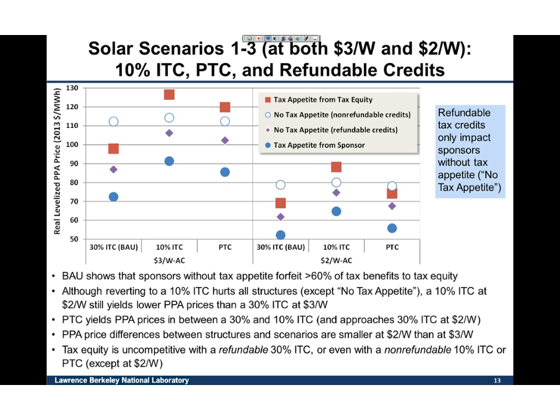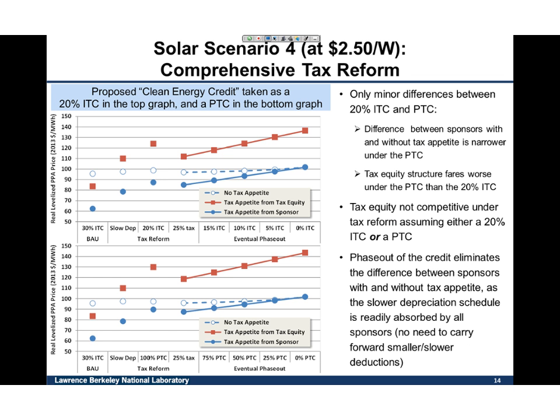The fourth solar scenario is tax reform, modeled here at $2.50 per watt AC. We saw in the last slide that a solar PTC yields PPA prices that fall somewhere in between the 30% and 10% ITC. So here I've modeled tax reform assuming that the new clean energy credit is taken as either a 20% ITC, which is shown in the top graph, or as a PTC, which is shown in the bottom graph. As you might expect, there's not a big difference between the two.